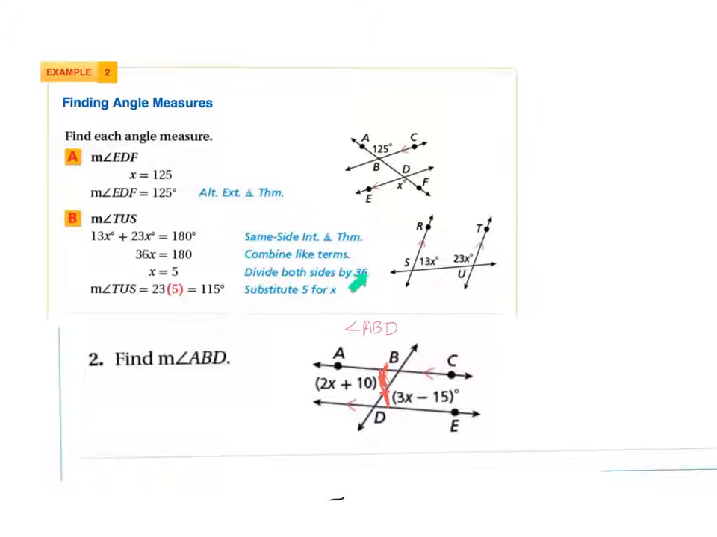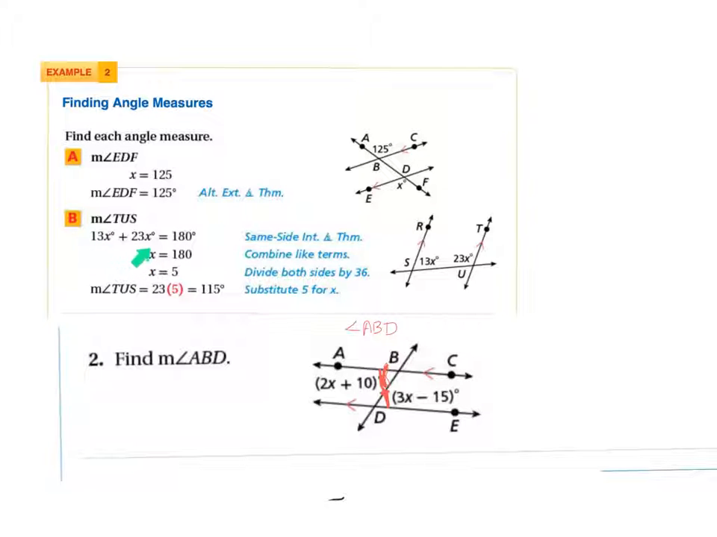Here, without even looking at what information was given or what we're looking for, I already see same side interior angles, and I know that those add to 180. So we have 13x plus 23x equals 180. I took these two angles and I added them to equal 180, and then we can simplify and solve.